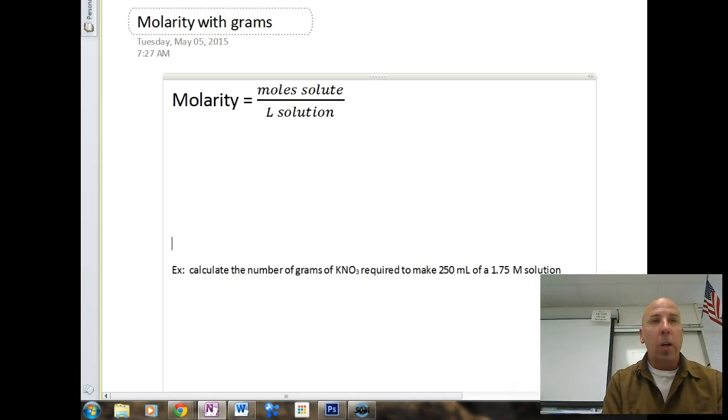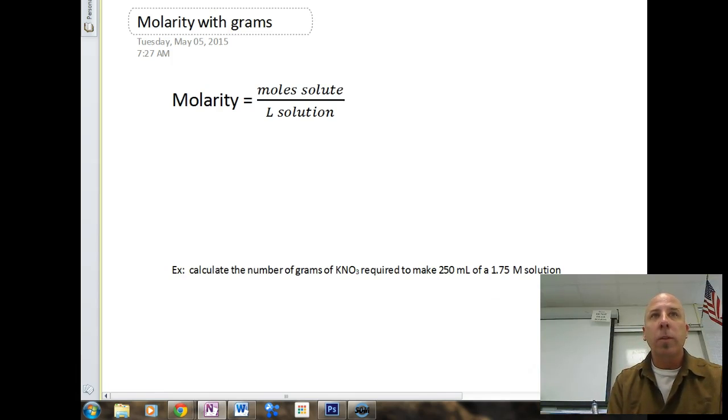So just as a reminder, we do have this molarity formula up here, and molarity is equal to the moles of solute over the liters of solution.